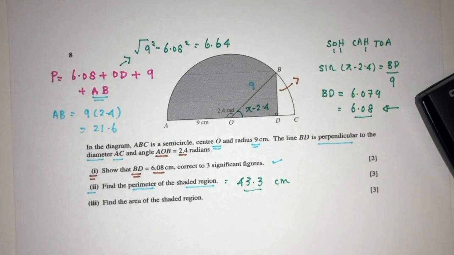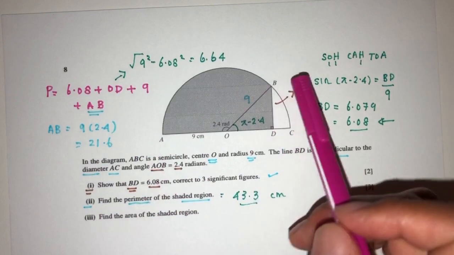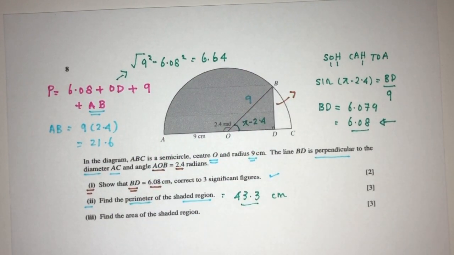Again, the concept behind is pretty easy. It is just the distance around, and then we have to form an equation. P is equal to this, plus this, plus this, and plus this. We have to find the unknown and then add them together.